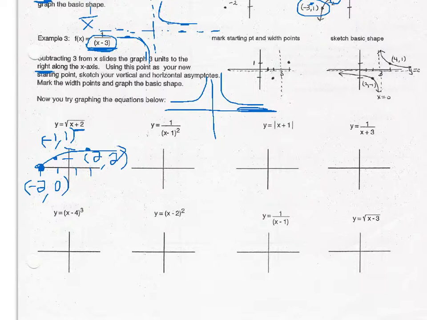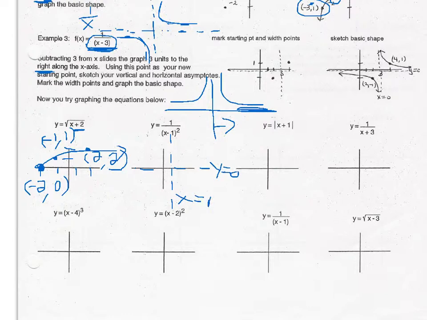Now this I'm going to shift to the right one. So the new VA is going to shift this way. So it's going to be at x equals 1. And it makes sense because x equals 1 would give you 0 on the bottom. You're still going to get the same HA, which is the x-axis. So this is y equals 0. And x equals 1 is the VA.